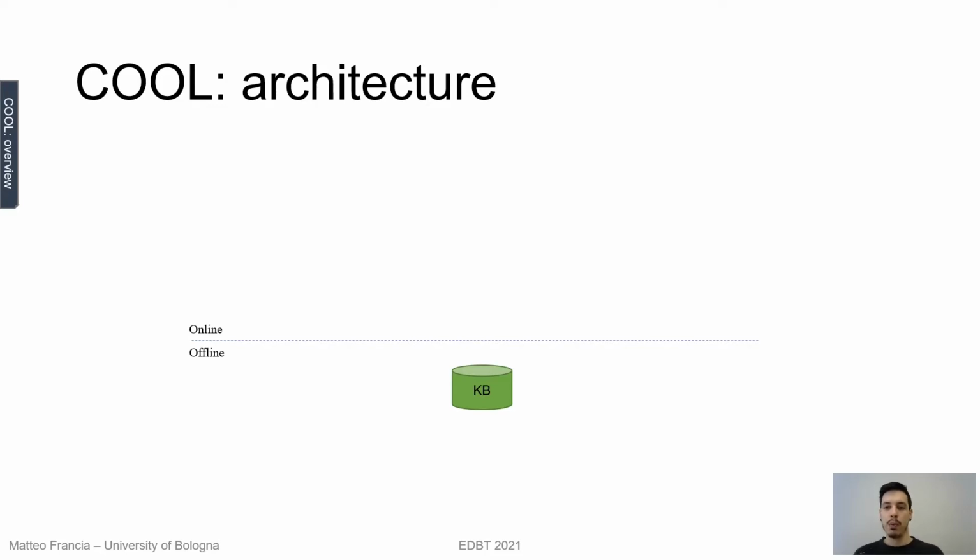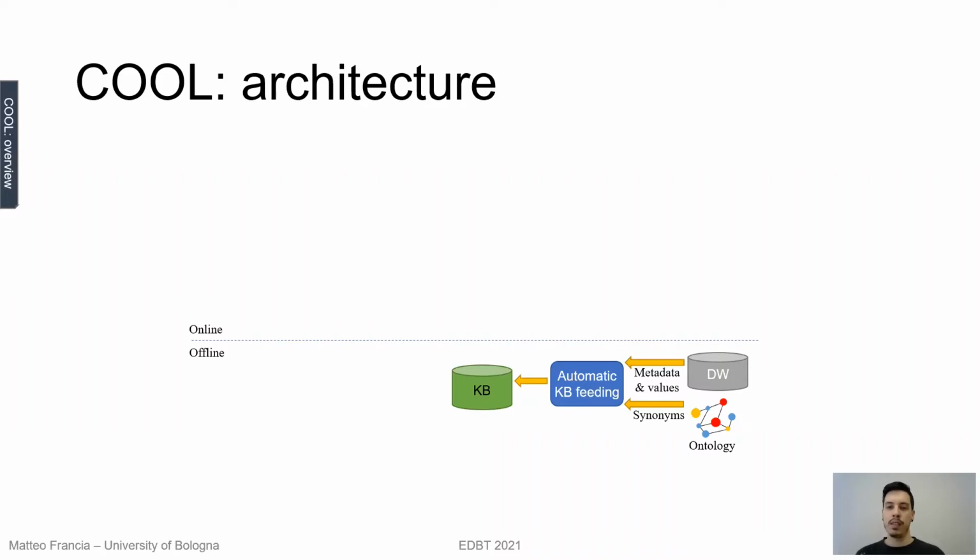That knowledge base is populated automatically, so we have some extractors that, given our cube or our data warehouse, extract the values as well as the metadata, such as the hierarchy structure or the aggregation operator of the measures. We also optionally support populating the knowledge base with synonyms from open data ontologies, but that is not mandatory. Then, in case users have a really specific lexicon, they can also provide their own synonyms manually.